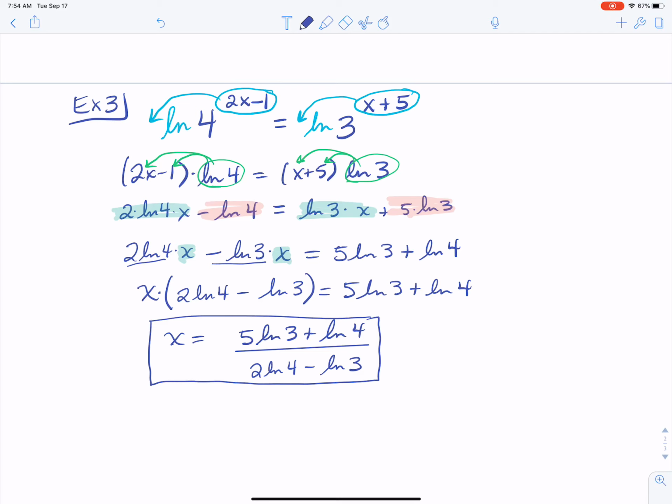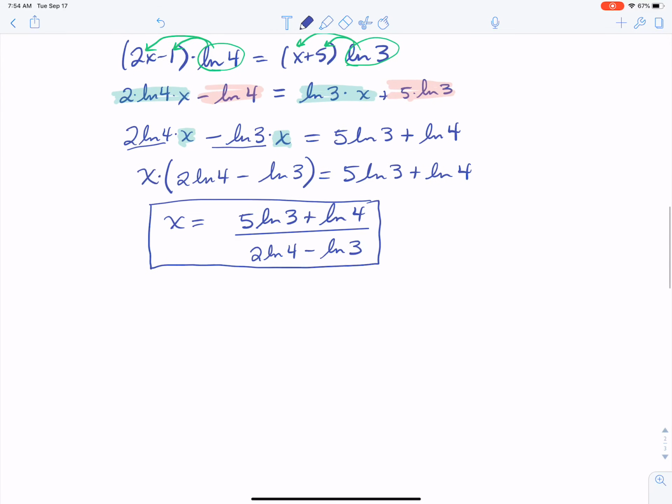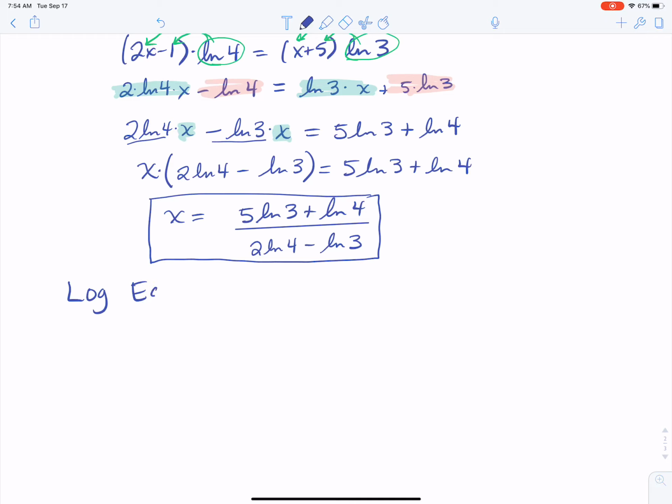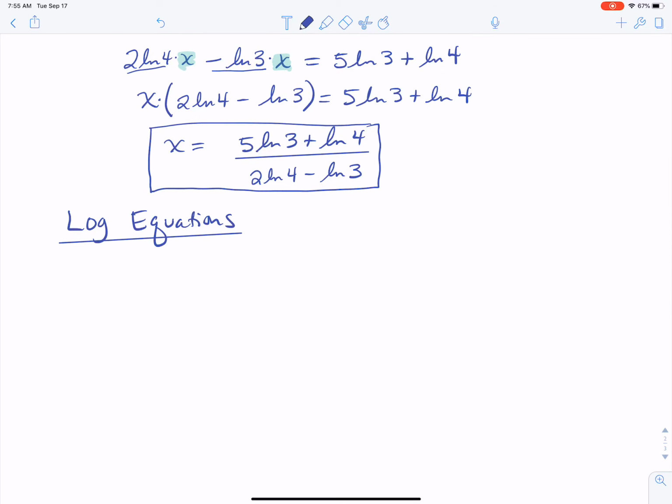All right, let's look at solving log equations. All right, so log equations are equations that start off with a log in them, but we're still trying to solve for x. So, for example, if we have one like log base 2 of x equals 3, and we're trying to figure out what x is.